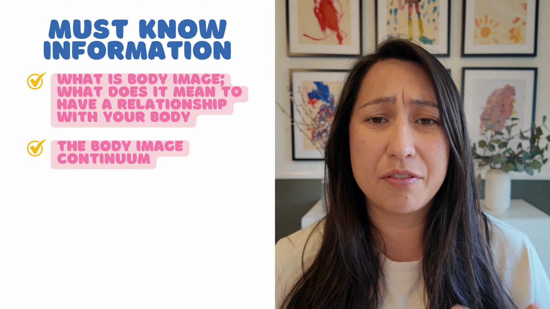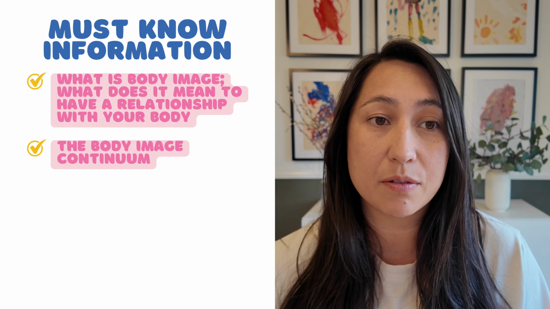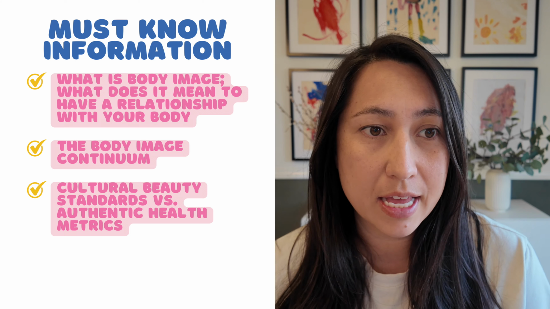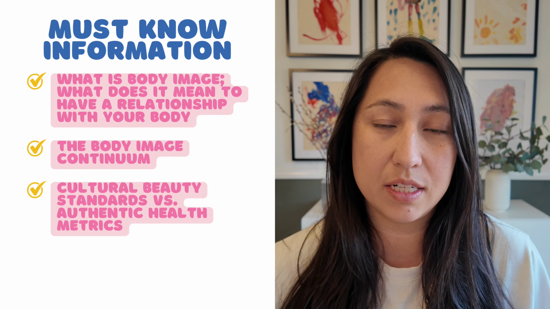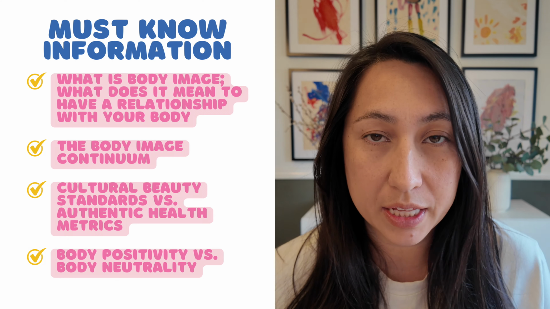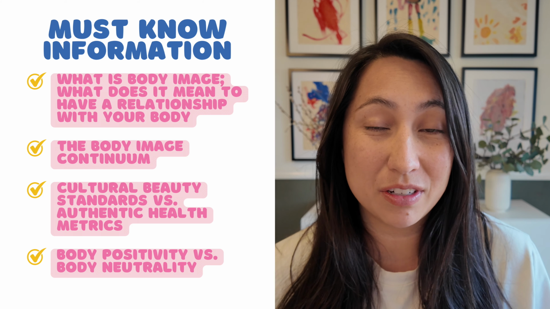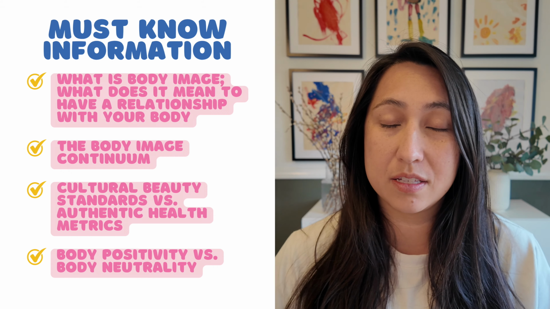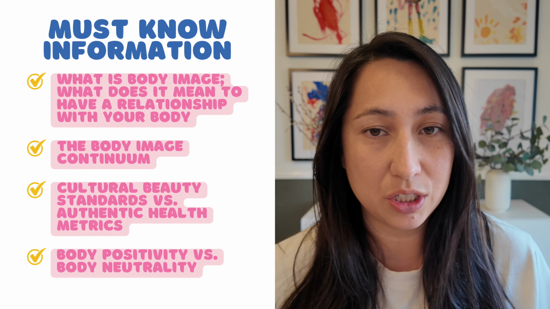The 3rd piece of information that I think is vital for students to know is the difference between cultural beauty standards and authentic health metrics. And the last thing I would say is really understanding the difference between body neutrality and body positivity, and how body neutrality is the key to having an enriching relationship with your body. So those are 4 pieces of functional knowledge that I highly recommend promoting and teaching to your students.